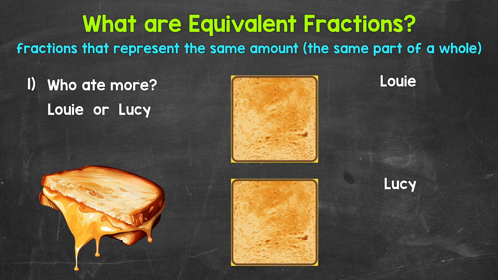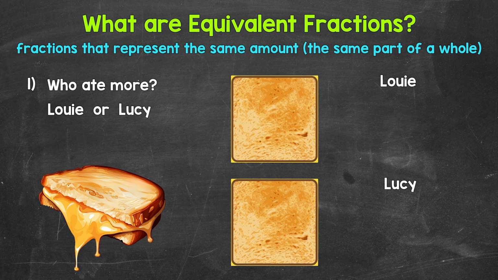Now, simply put, equivalent fractions are fractions that represent the same amount. They represent the same part of a whole. So basically, we can have fractions that have different numerators and denominators, so different top numbers and bottom numbers, but the fractions can still represent the same amount, the same part of a whole. In other words, equivalent fractions represent the same value. But how does that work? Well, let's jump into some examples and see.